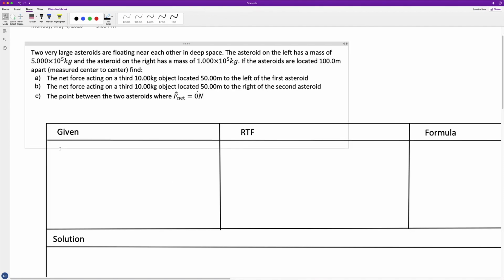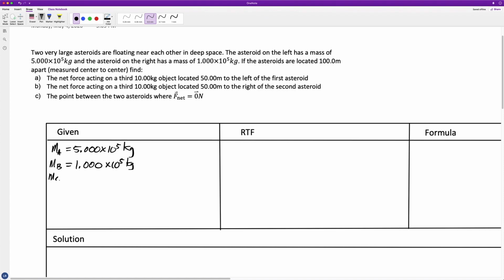So in this case we have 3 objects. We have the 2 asteroids plus the third object that is 10 kilograms. So I'm going to be very creative in naming them, and I'm going to call the first asteroid mass A. The second asteroid is mass B, and mass C for our smaller object, which is 10 kilograms. The 2 asteroids are separated by 100 meters. And in part A, MC is 50 meters to the left. Part B, MC is 50 meters to the right. And in part C, we're actually trying to find a neutral point between them.